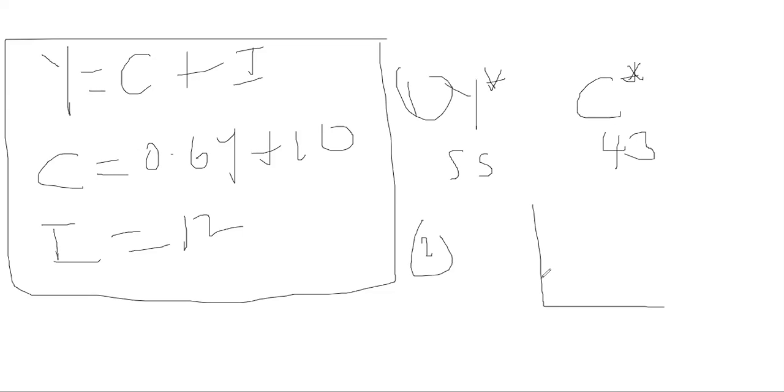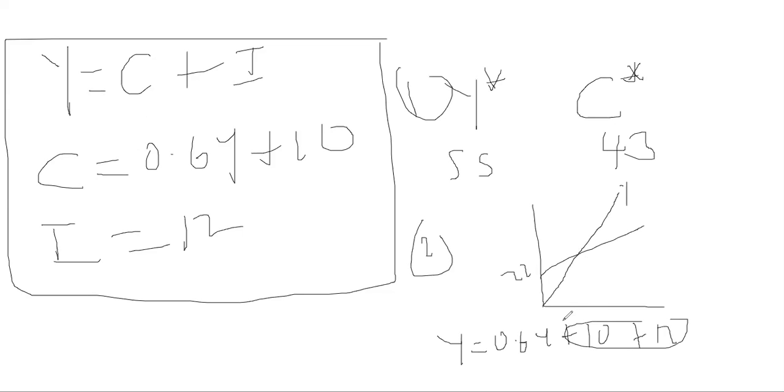To graph this, we need to substitute here. When we substitute, we have an equation like this: 0.6 Y plus 10, then plus the 12. So you add this, then you have 22. That forms our intercept. Then we have a 45-degree line that represents our income. So where they intersect is the equilibrium level of income, then equilibrium level of expenditure, that is consumption plus investment. This is what we did so far.